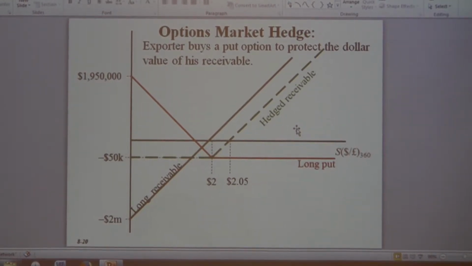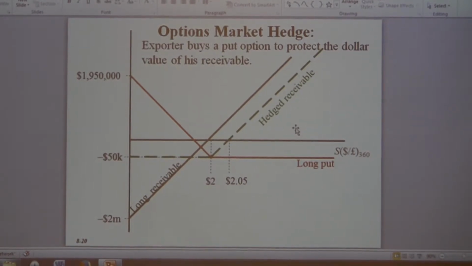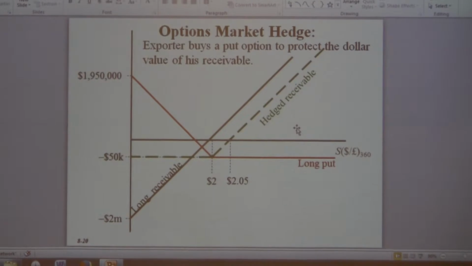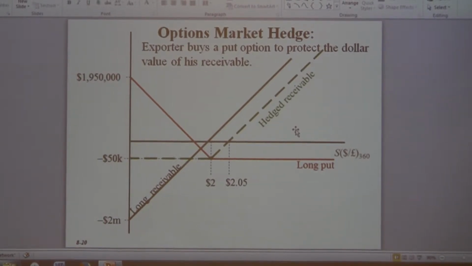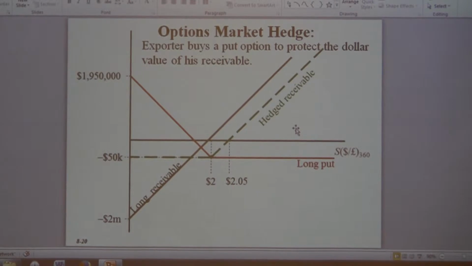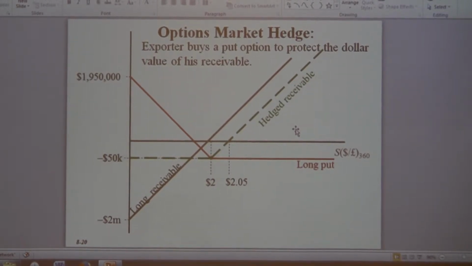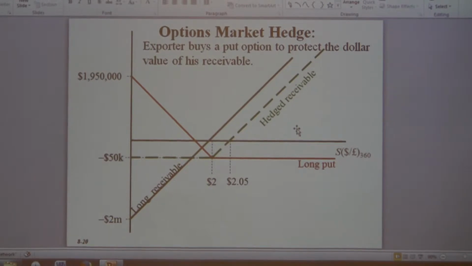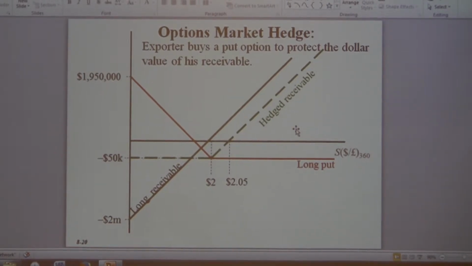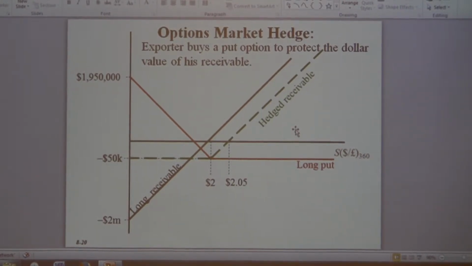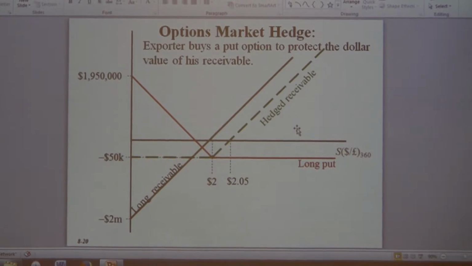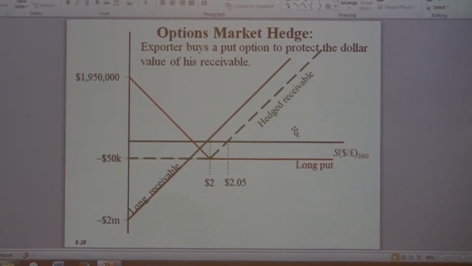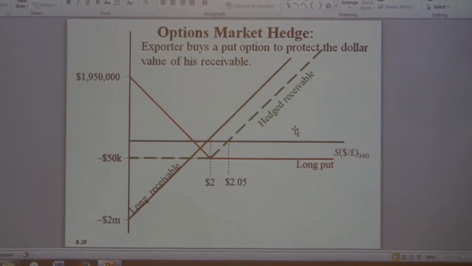Let's say the spot price is 210. That is above the strike price of the put option. Just like before, he sells the foreign currency in the spot market. So that is £1,000,000 times 210, which gives you 2,100,000. That is what he receives.